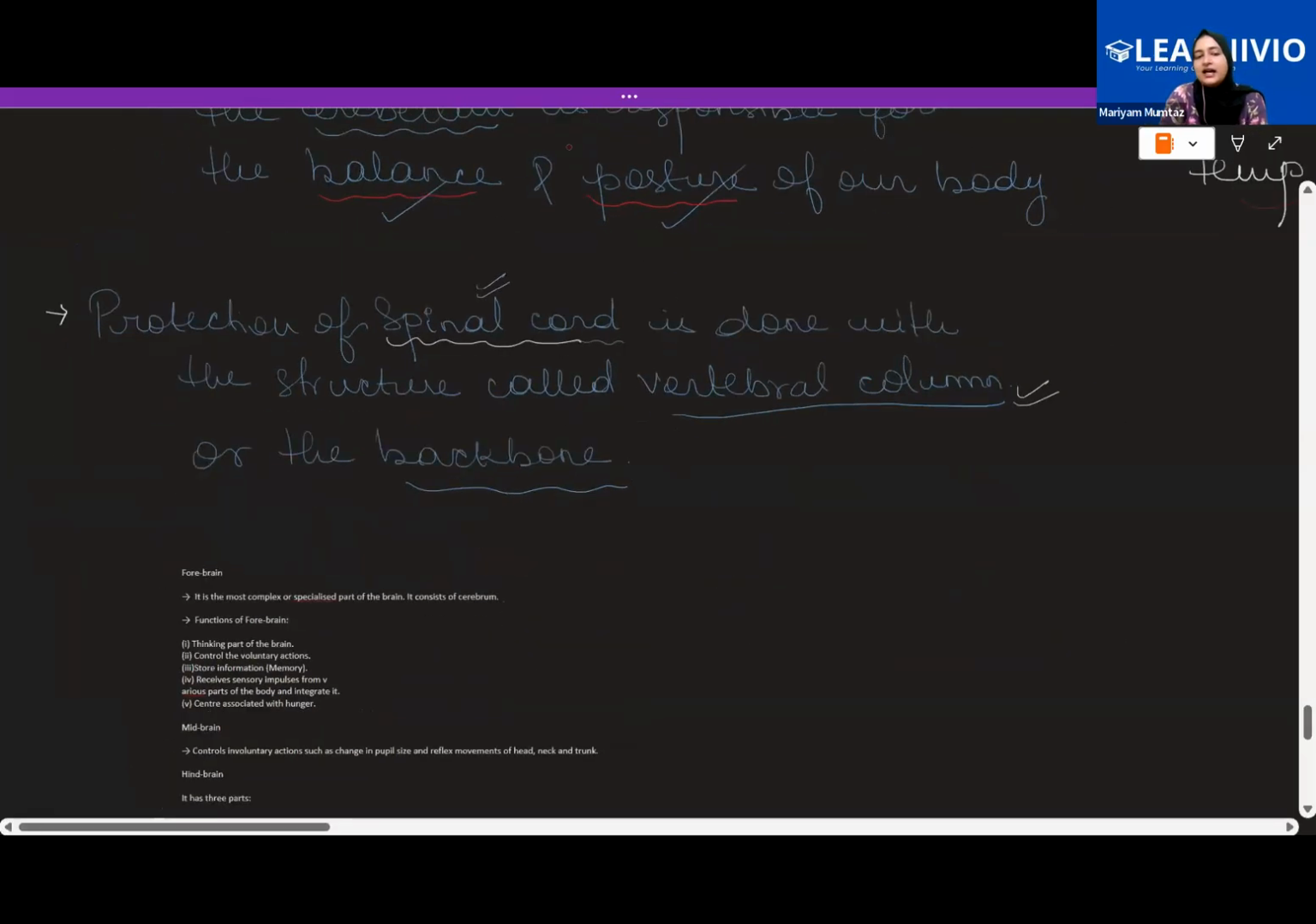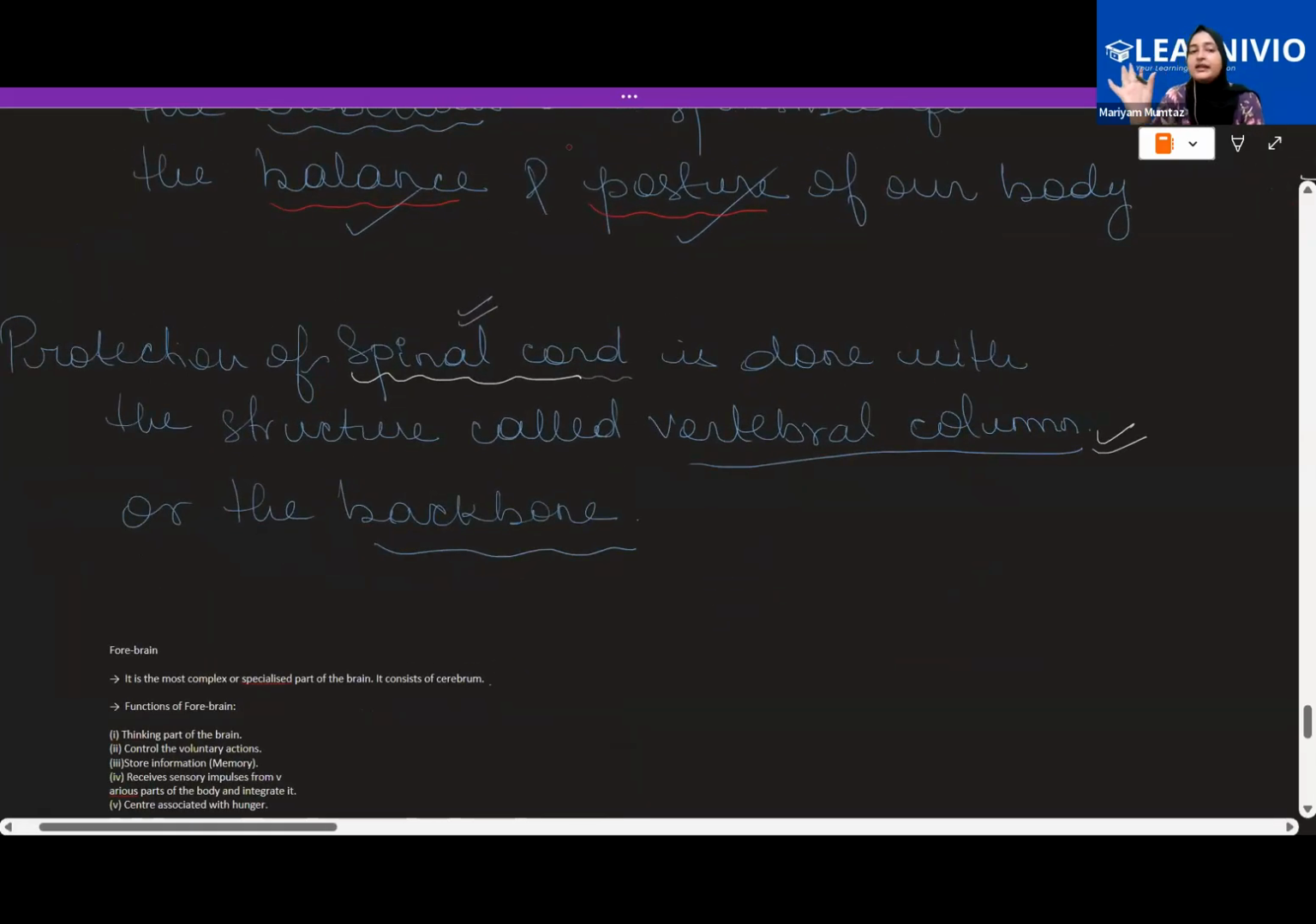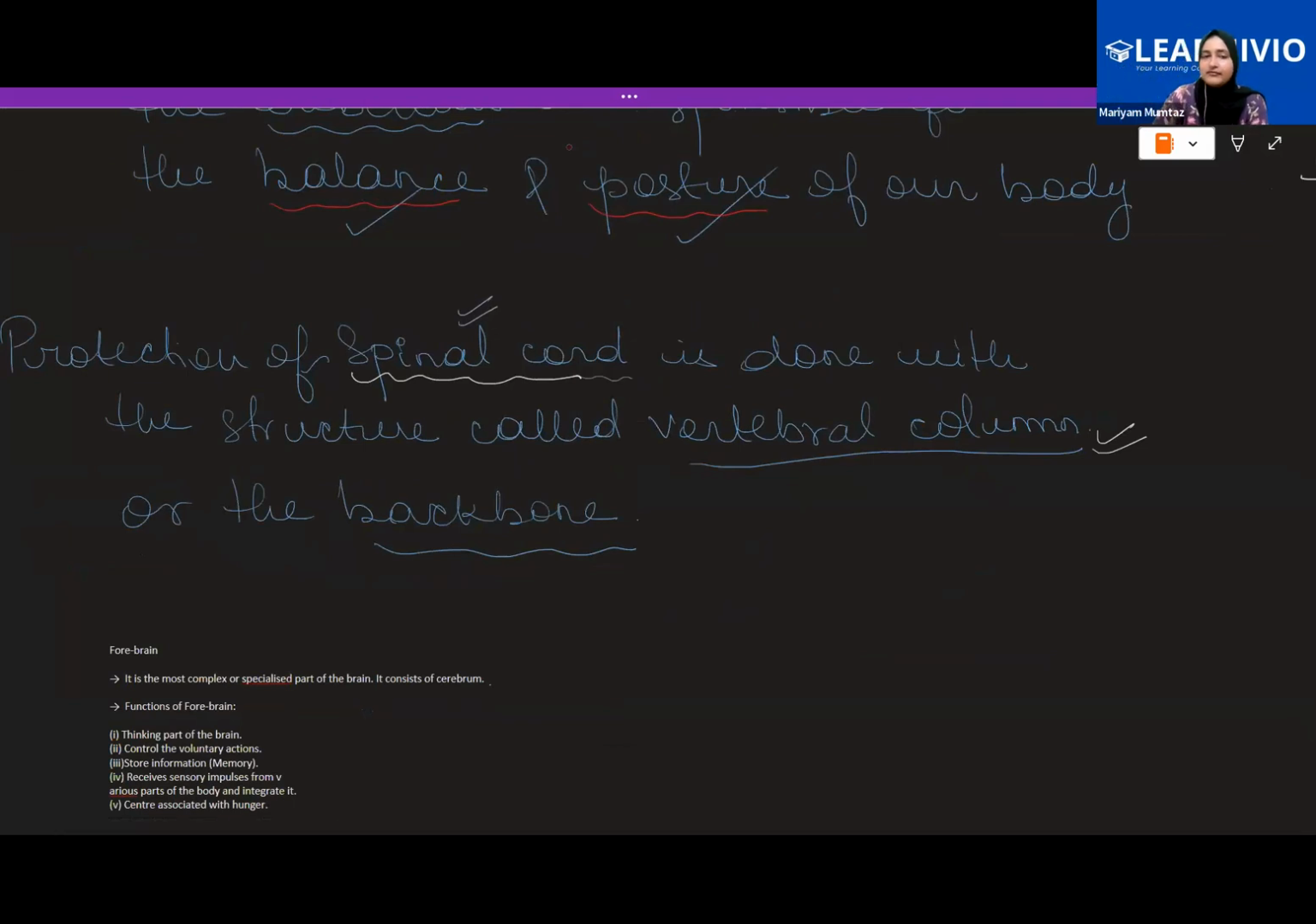And in the same way, just like how the brain is protected by the cranium, which is a bony structure, the spinal cord is protected by the vertebral column, or you can call it the backbone, right? It is again a bony structure responsible for protection.